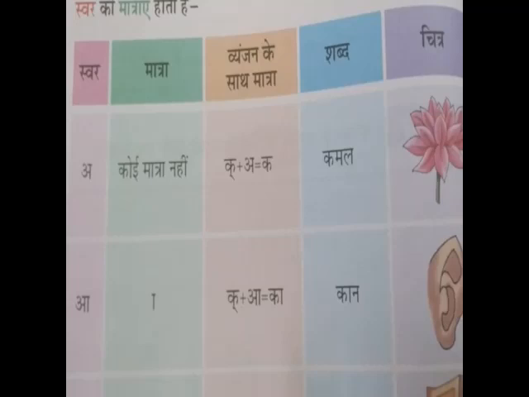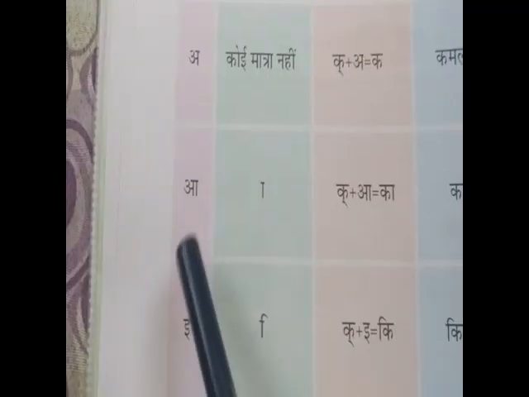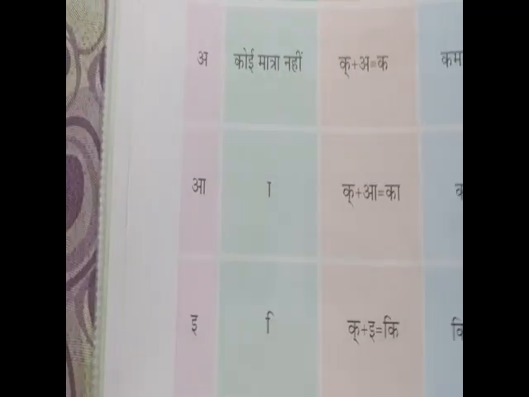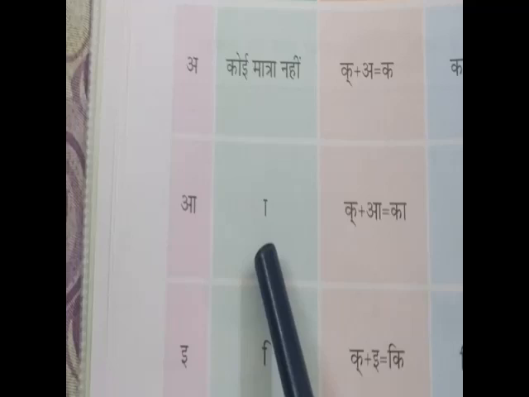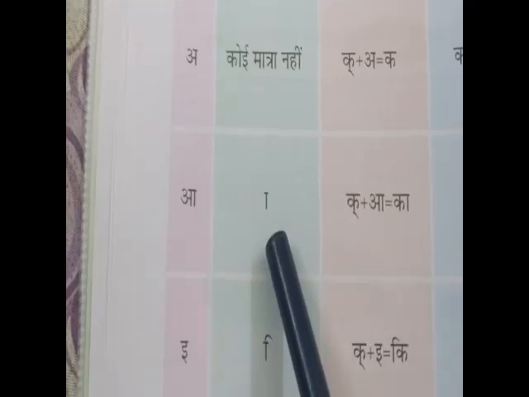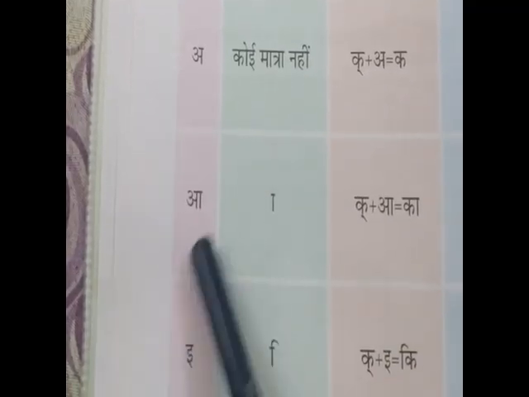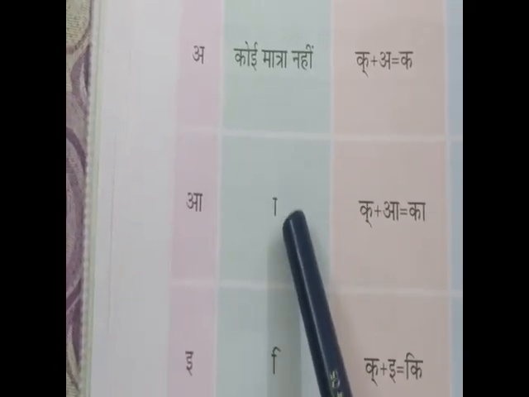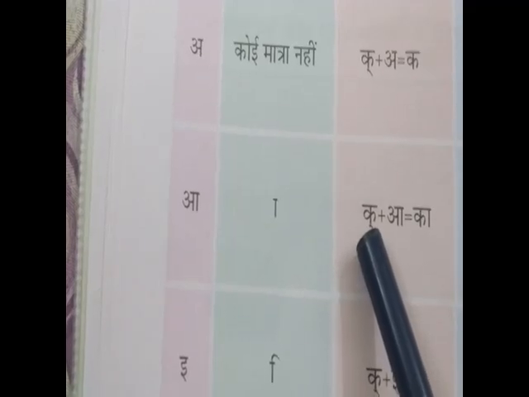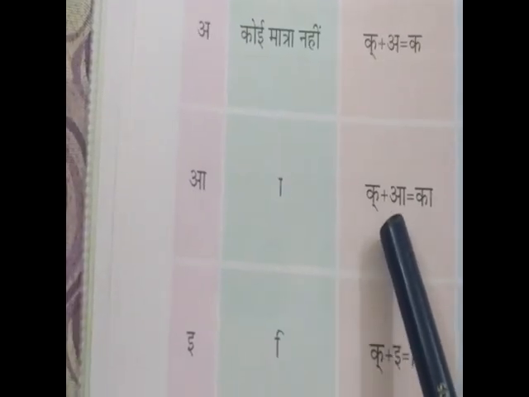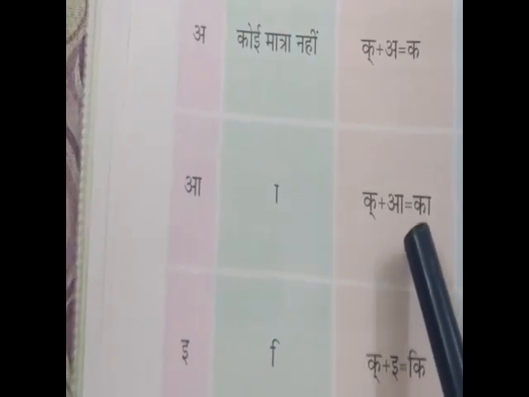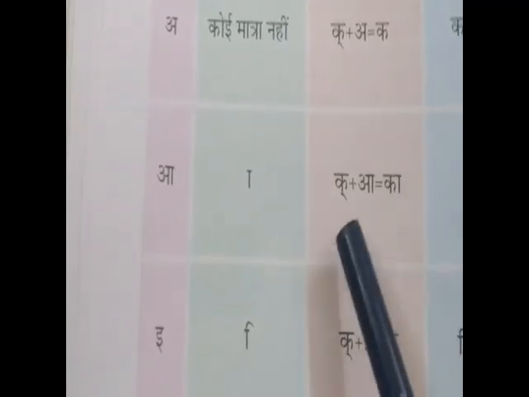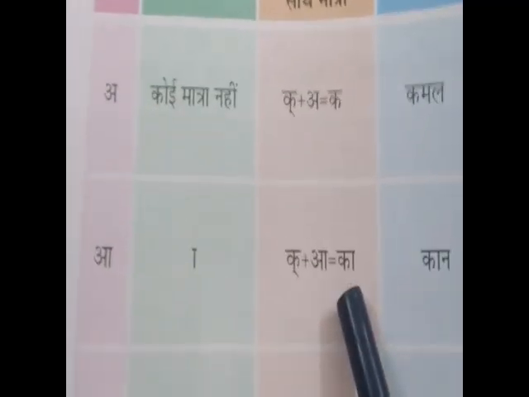So kamal, lotus. Next one is aa. Aa ki matra. This is aa ki matra. The sign, the symbol which we are using for the swar aa is this one. You can see one standing line. So again, this is half ka. Half ka plus aa will give you kaa. You will pronounce it as kaa.